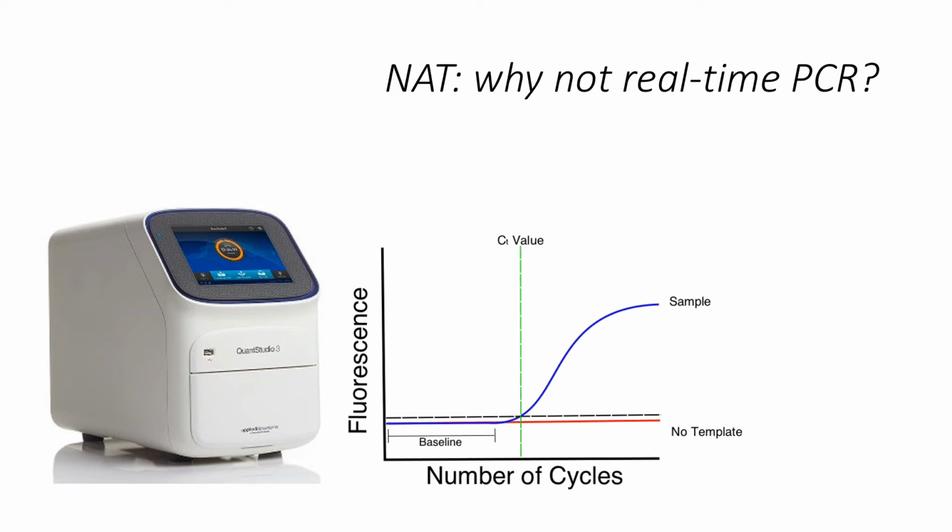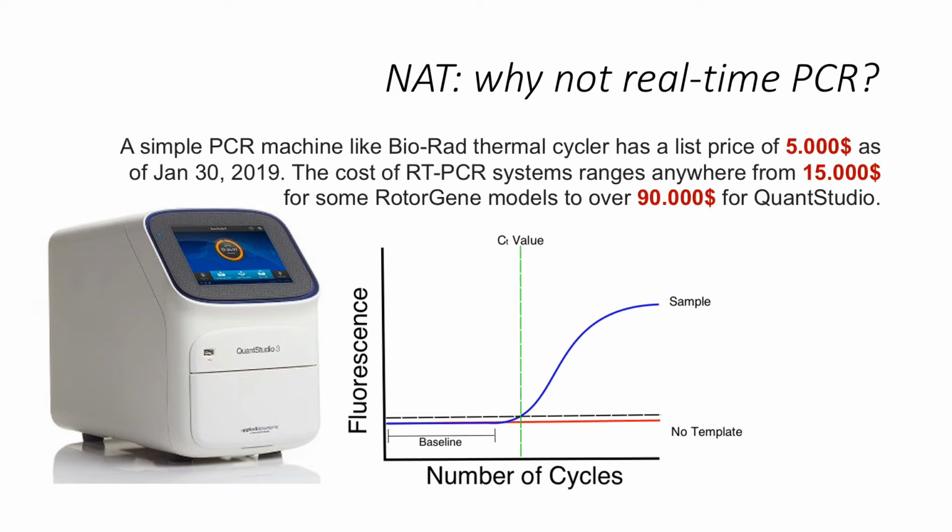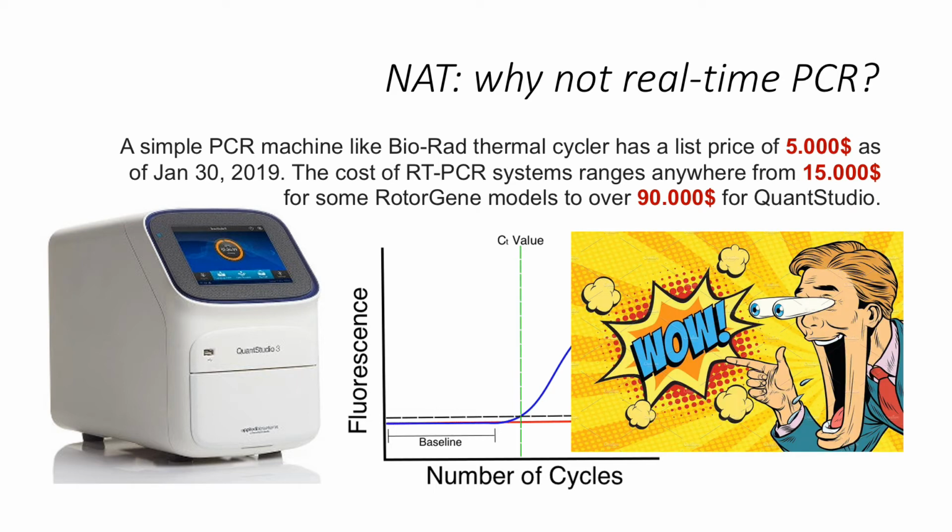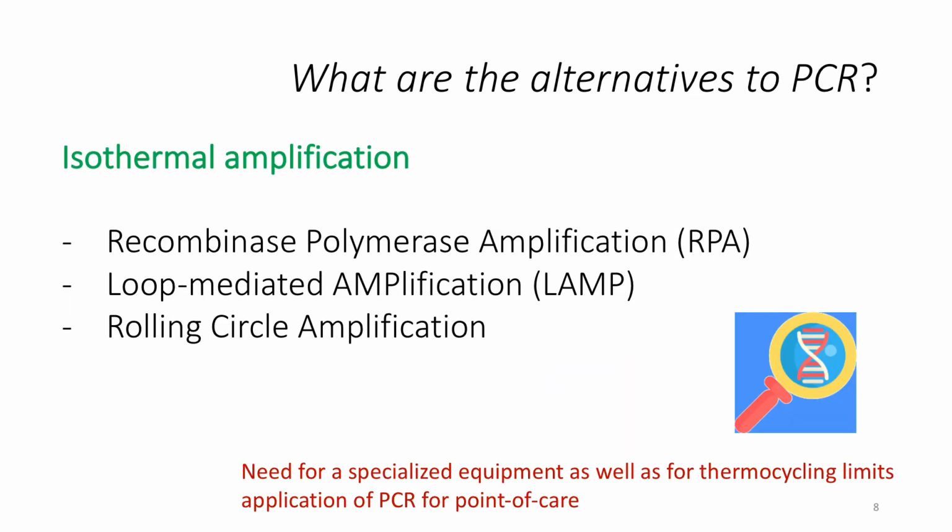But the main disadvantage of this technique is the cost, ranging for this PCR machine from $50,000 to $90,000. Like I said, it is commonly accepted and implemented in the central laboratories in the Western world, but it is way too expensive for developing countries. And there are alternatives to PCR.